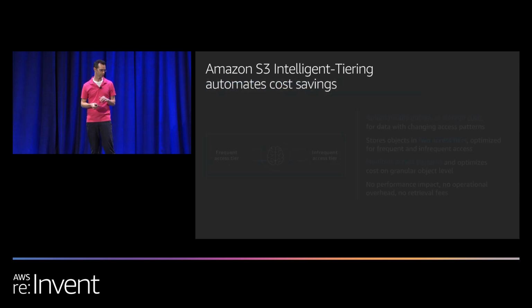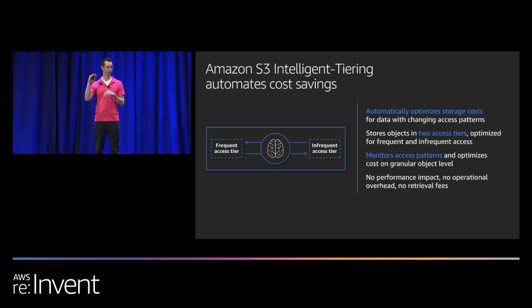So the price of the frequent tier is the same as S3 standard, so pretty simple to remember there. And then the infrequent tier is priced the same as our infrequent access classes, standard infrequent access in this case. So you can save up to 40% by using intelligent tiering. It's completely hands-off to you, and as data is not accessed for 30 days, it moves to that infrequent tier.